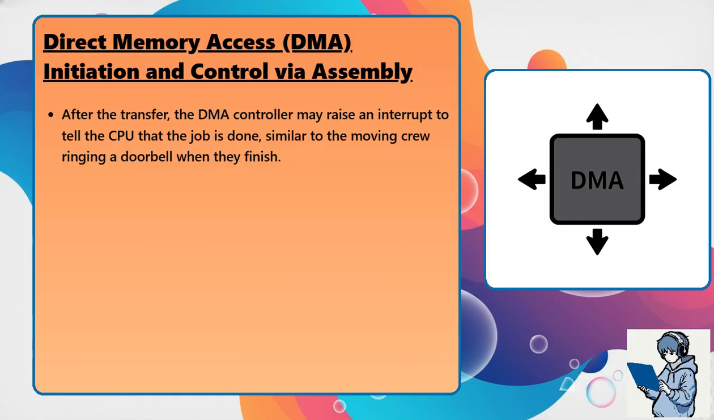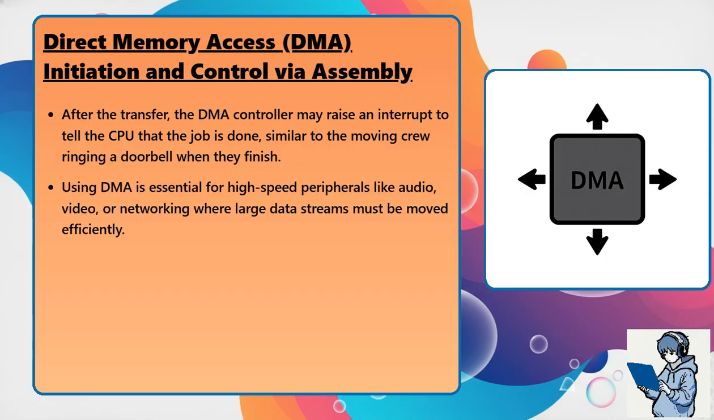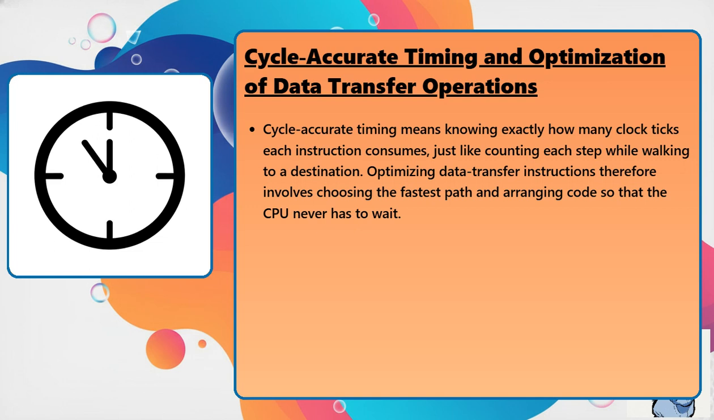After the transfer, the DMA controller may raise an interrupt to tell the CPU that the job is done, similar to the moving crew ringing a doorbell when they finish. Using DMA is essential for high-speed peripherals like audio, video, or networking, where large data streams must be moved efficiently. Cycle-accurate timing means knowing exactly how many clock ticks each instruction consumes, just like counting each step while walking to a destination. Optimizing data transfer instructions therefore involves choosing the fastest path and arranging code so that the CPU never has to wait.